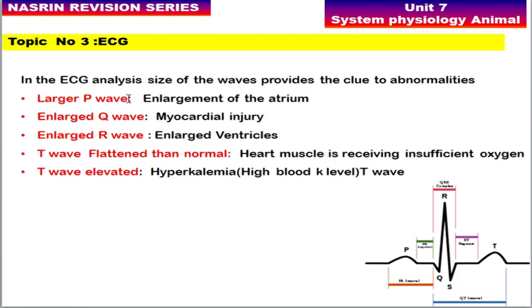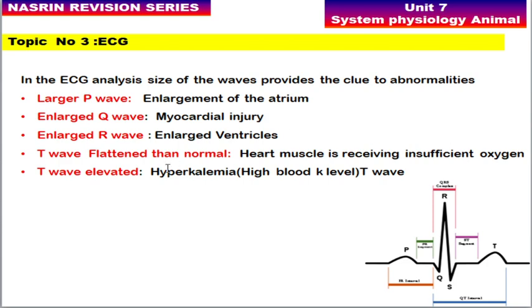Next, in ECG analysis, the size of each wave provides a clue to abnormalities. If the P wave is larger than usual, it suggests enlargement of the right atrium. Next, if the Q wave is enlarged, it suggests the person is suffering from myocardial injury. If the R wave is enlarged, it suggests that the ventricles are enlarged. If the T wave is flattened compared to normal, it suggests that the heart muscle is receiving insufficient oxygen, due to a hypoxia condition.